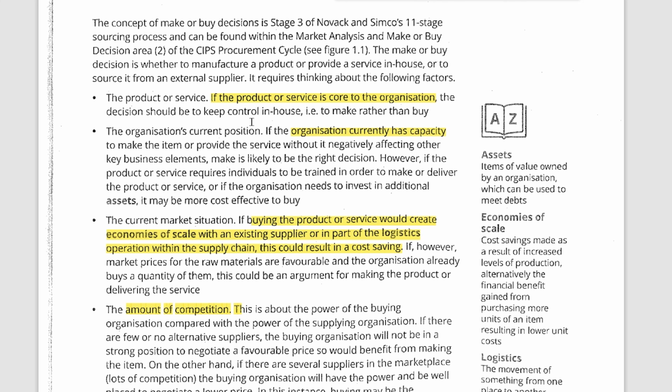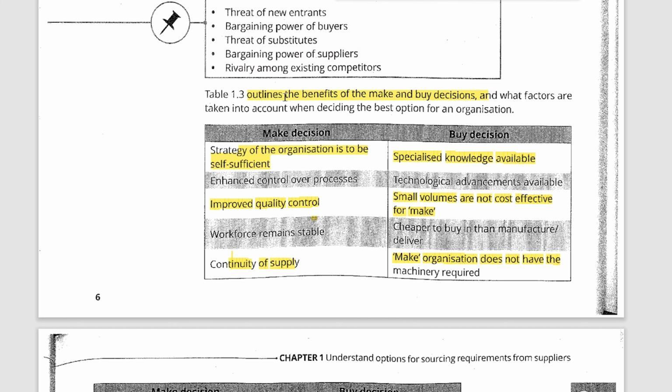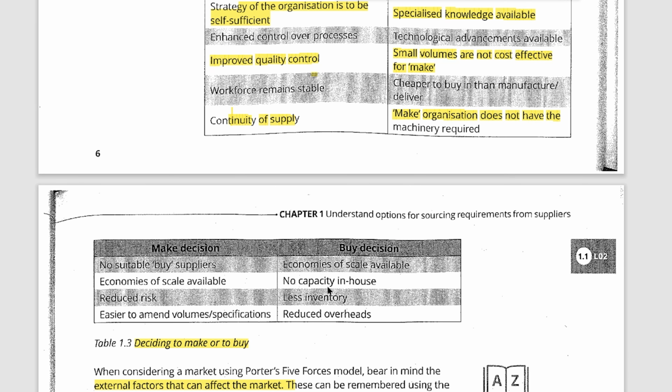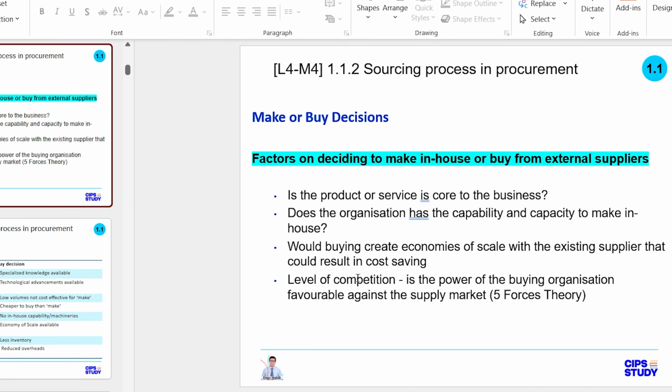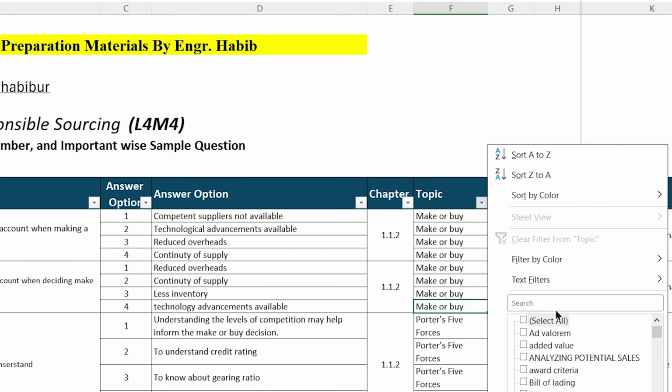So for making those, you must read the books, how they are presenting, how they are writing. So these 5 points you have to consider: the outlines of make decision and buy decision. This table is actually the same as what we presented in this PPT. So here the topic is make or buy.